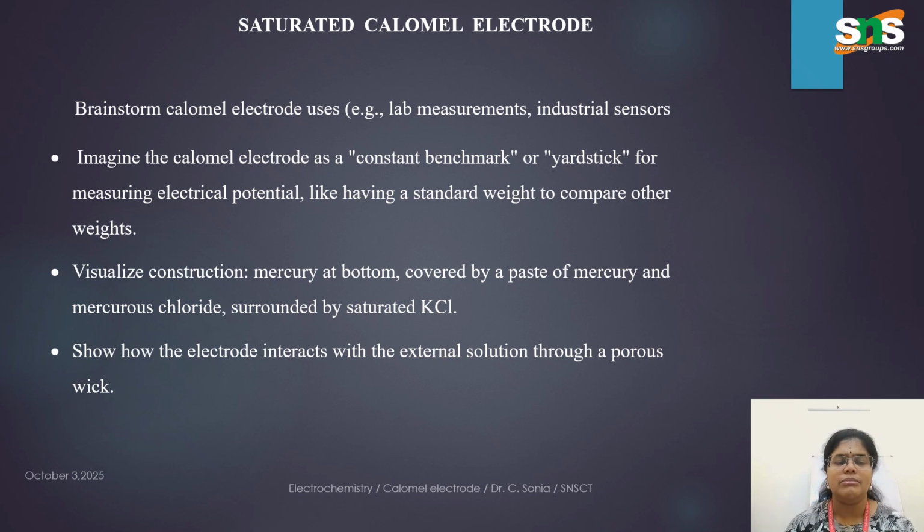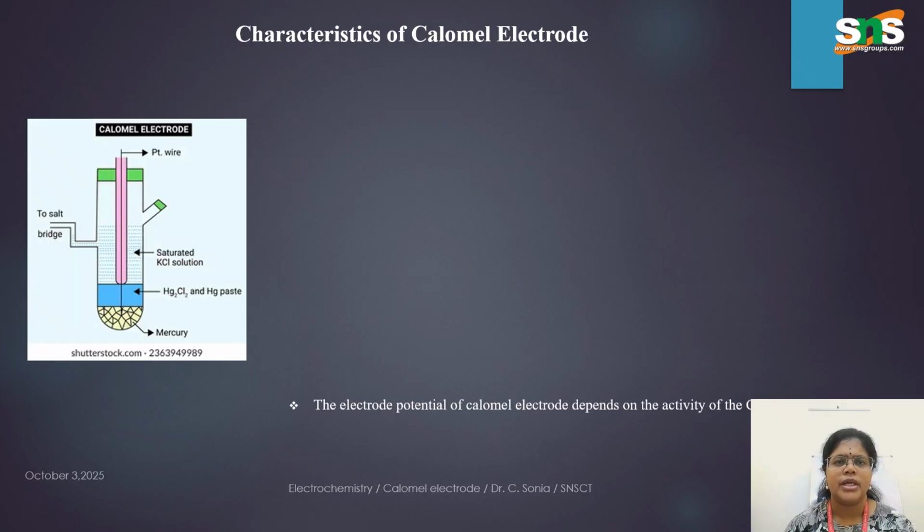You have to imagine the calomel electrode as a constant benchmark or yardstick for measuring electric potential, like having a standard weight to compare other weights. Visualize the construction: mercury at the bottom covered by a paste of mercury and mercurous chloride, surrounded by saturated KCl. This is the ideation that is being done. Show how the electrode interacts with the external solution through a porous wick.